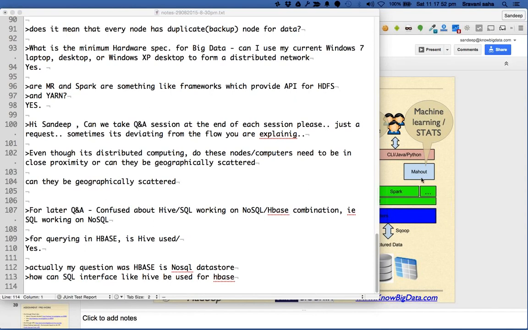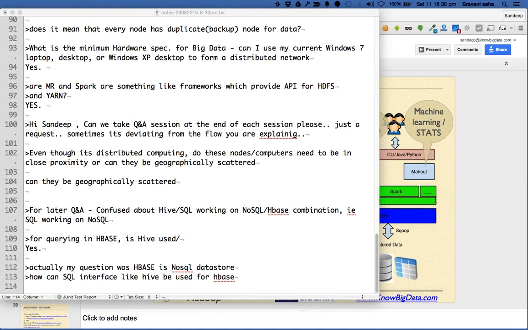Just that it will not be able to provide you those constructs for transactions. All right? Good, good. Very good set of questions.